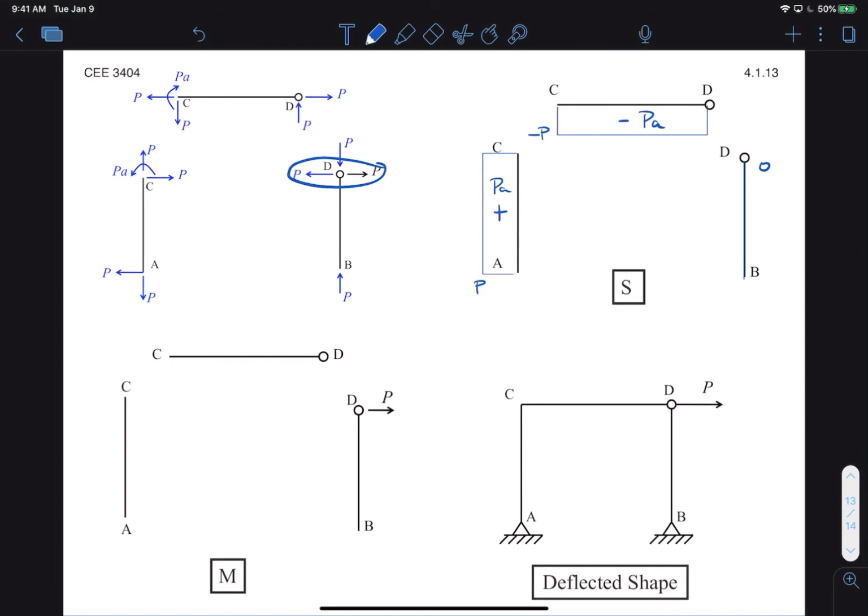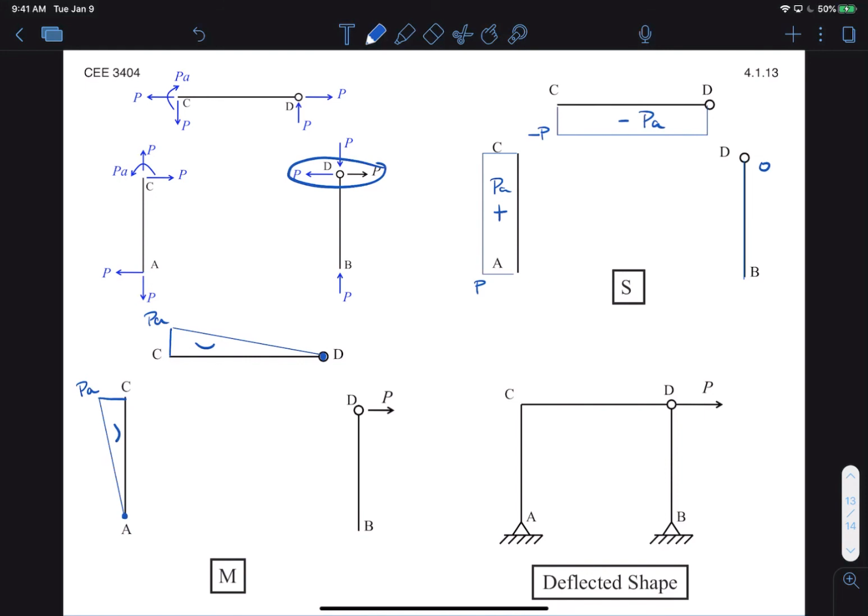Again, starting at the left, I'm going to start at A. My moment there has to be 0 because it's a pin support. And then I have a positive slope of PA over a distance of A. I get the following diagram, and similarly at CD, I get the following. Note that again, the moment at the hinge must be 0, and my clockwise moment, PA at C, gives me a positive jump in moment.